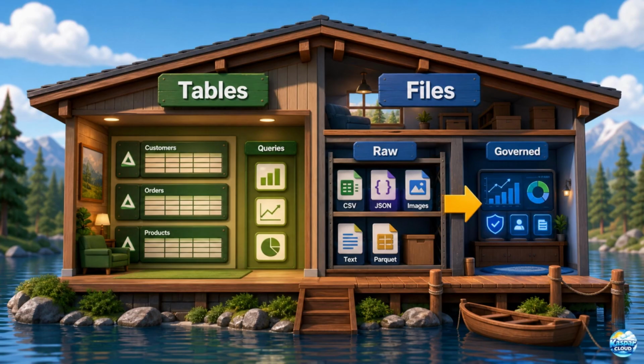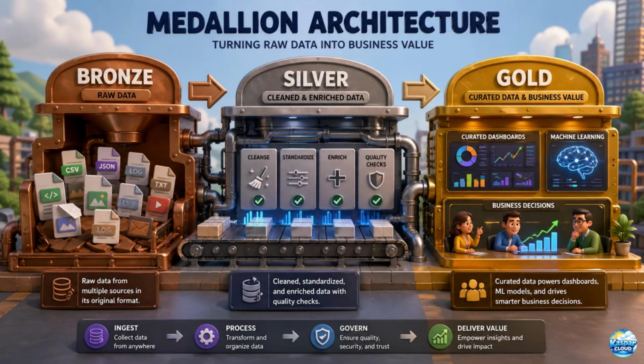This separation is important because not every file is automatically a table. Good OneLake design starts with knowing which data belongs in files for landing and exploration and which data belongs in tables for governed analytical consumption. OneLake is strongly aligned with the medallion lakehouse architecture. In this pattern, bronze stores raw data, silver stores cleaned and enriched data, and gold stores curated business-ready data.